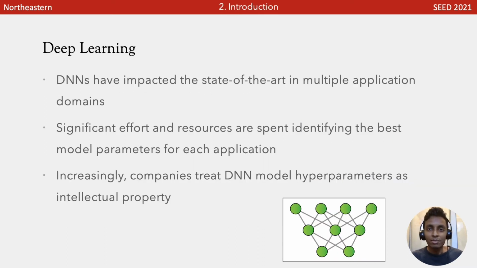DNNs actually have many applications. Example, increasing resolution of images from 720p to 4K. And companies do invest a significant amount of resources to identify best model parameters. And since it gives a competitive advantage over their rivals in the industry, companies increasingly treat these hyperparameters as intellectual property.